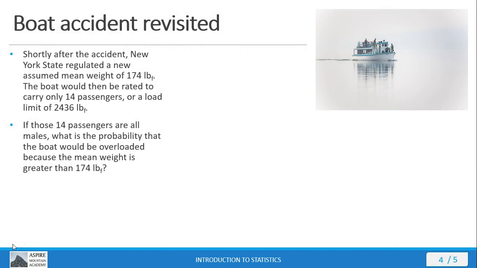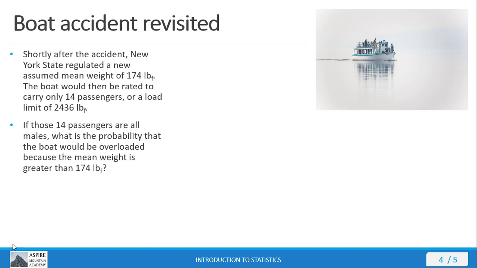Let's look at this problem again. So after the accident, New York State regulated a new assumed mean weight because they recognized that that 1960 assumption was just really outdated. So let's update our assumption and then let's make a new rating for the boat. So we did that. The assumed mean weight is now 174 pounds, which, okay, I'm sorry, 174 still seems a little low. But, okay, so the boat's then going to be rated to carry only 14 passengers or a load limit of 2,436 pounds.